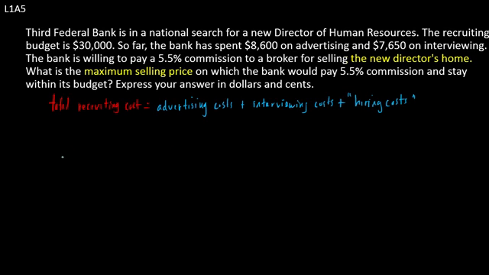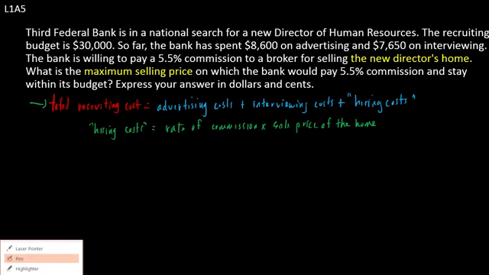Now, hiring costs is kind of a sticky term. I don't really like it. In this case, when they talk about hiring costs, what they're talking about is the rate of commission multiplied by the sale price of the home. I know that's a little misleading. So hiring costs in this context is equal to the rate of commission multiplied by the sale price of the home. I knew that this total recruiting cost equation was useful because I read the question, and they mentioned recruiting, advertising, interviewing, the commission, and the home price. They mentioned every single one of these variables, and that's how I know that this is going to be a useful equation for me.